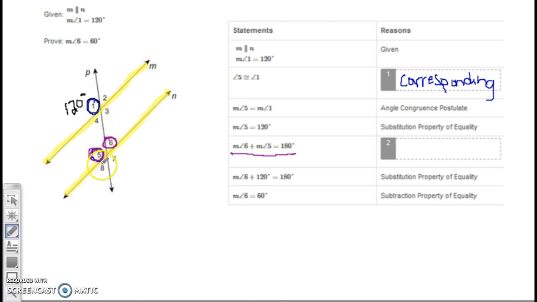So we have to ask ourselves, well, what kind of angle relationship is that? And that actually has nothing to do with our parallel lines. Those are supplementary because they are a linear pair. They form a straight line. So we know that those add up to 180 because of the linear pair postulate. And so they are supplementary, and then you can substitute in to get your final answer and prove your proof.